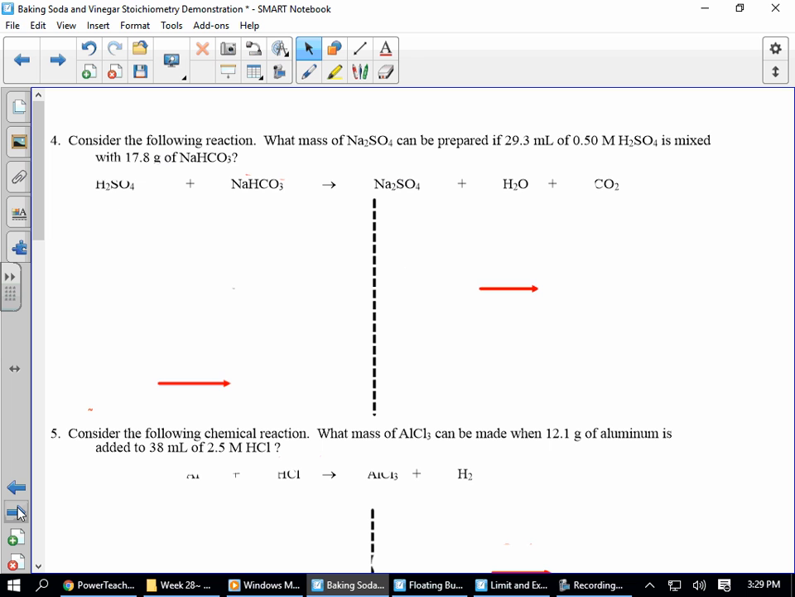Okay. All right, so if we're going to balance this, we have a 2 here, and a 2 here and here. It says, consider the following reaction. What mass of Na2SO4? So I'm looking for grams of that. It can be prepared if I have 29.3 milliliters of a 0.5 molar solution. Now I left this in milliliters, so you might not want to get tripped up there. And I have 17.8 grams of sodium bicarbonate.